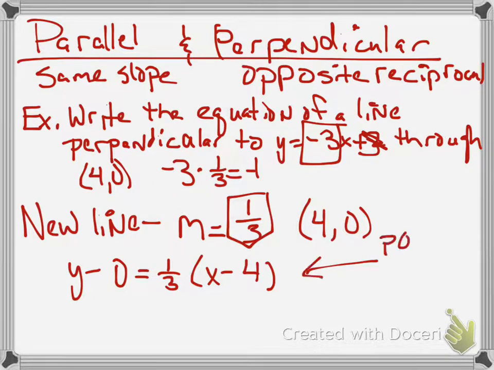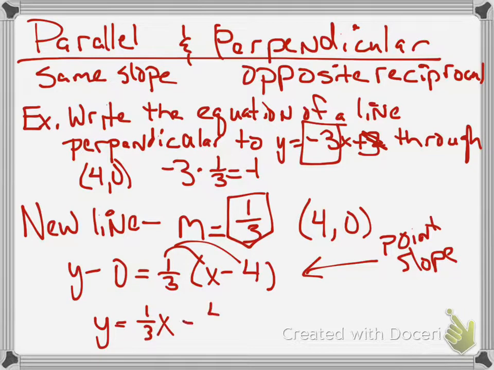So again, this is in point slope form. Very easy again to get it to slope intercept form. Just distribute, and then if you need to add or subtract, you add or subtract. In this case, we don't. But there you go. 1/3 times x is 1/3 x. 1/3 times 4 is 4/3, or negative 4/3. And there's that one in a nutshell.